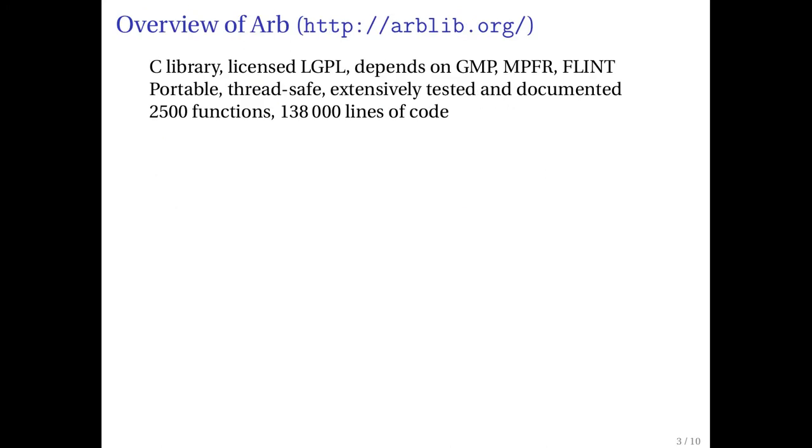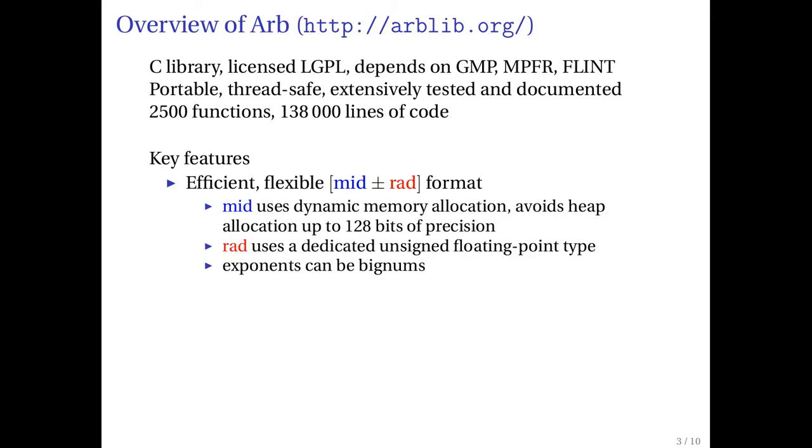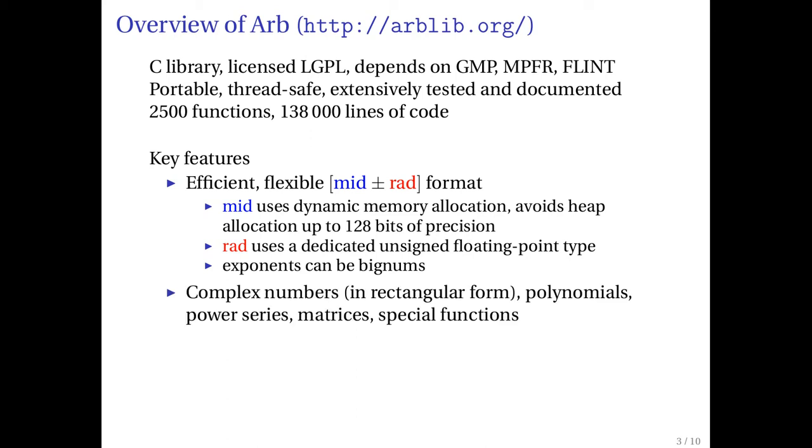So what is ARB? ARB is an open-source C library for ball arithmetic. The library runs on all common platforms, is thread-safe, and extensively tested and documented. Some of the main features are: first, an efficient implementation of numbers in midpoint-radius format. The internal representation contains a number of technical improvements, such as dynamic allocation of the midpoint, a dedicated type for error bounds, and support for arbitrarily large exponents. This design is explained in detail in the article.